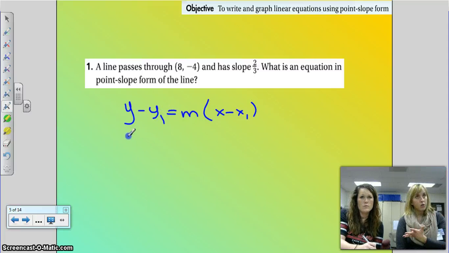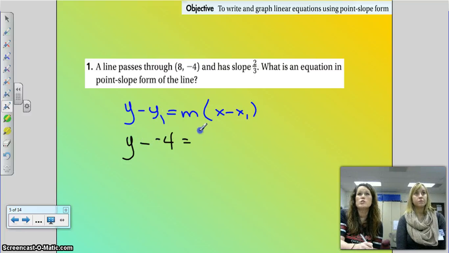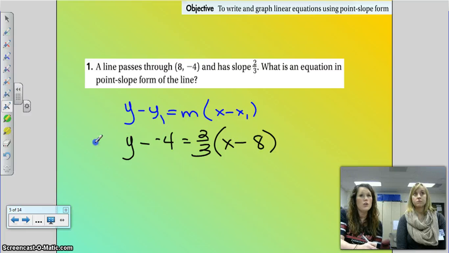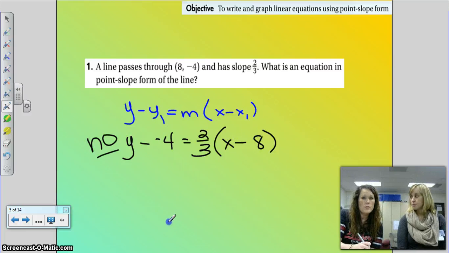So she wrote down the equation, y minus y1 equals m times the quantity x minus x1. Then we just plug in our values. So y minus -4, because that's my y value of my point. My slope is given, it's 2/3, times the quantity x minus 8. What's wrong with it? Minus a negative. Yep, we need to simplify.